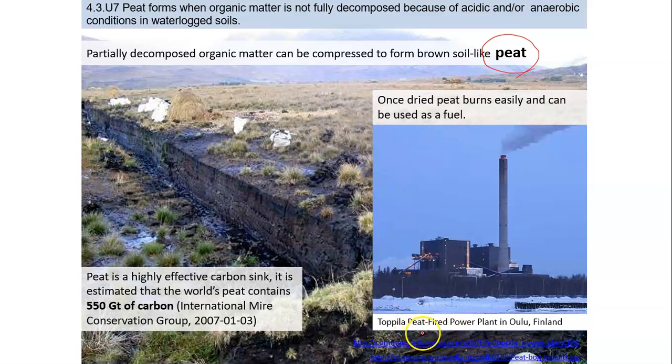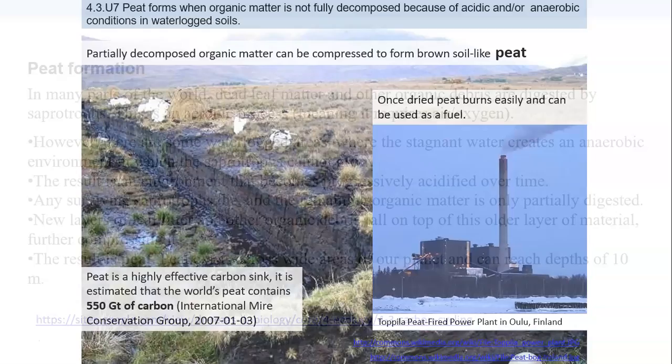This is the Topila peat-fired power plant in Oulu, Finland. Once dried, peat burns easily and can be used as fuel. If peat is forming as a dry material, then it can be used as a fuel as well. That's another usage of peat.